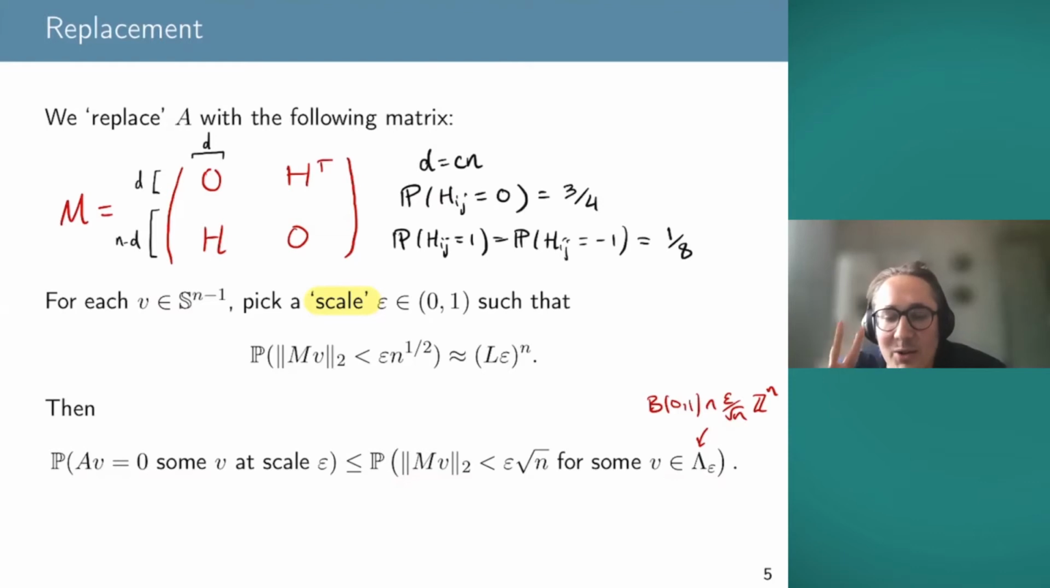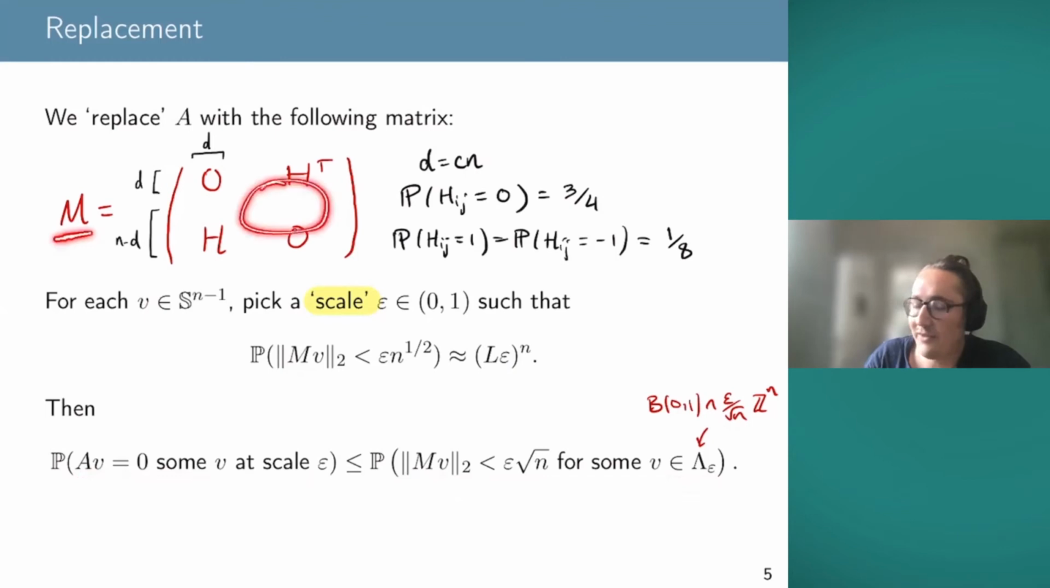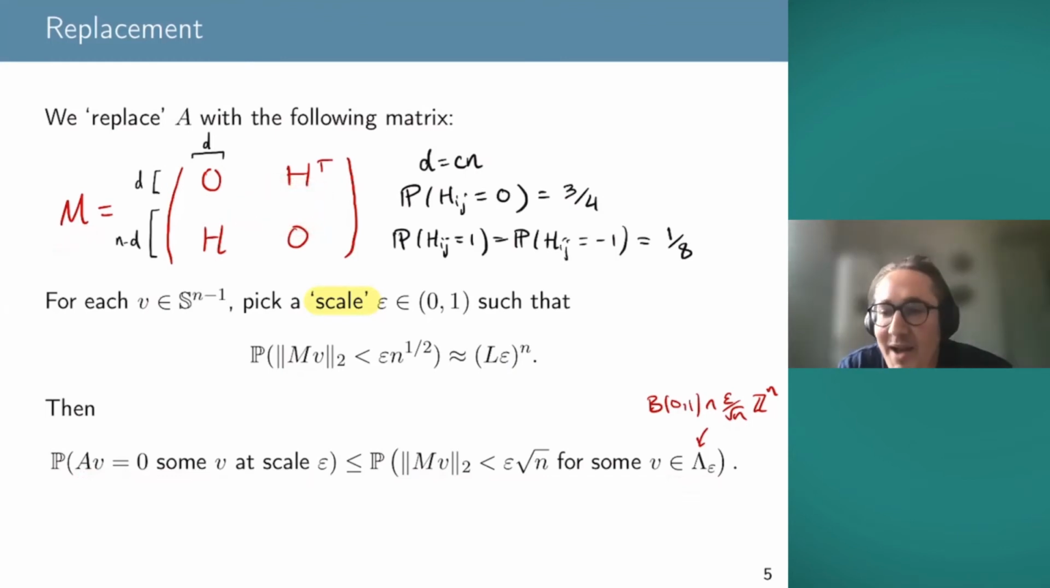So two things have happened here. One is that I've replaced A with M. And it shouldn't be too surprising that I can do this, because if you look at M, it wants to be more 0 than A does. It wants to map things to 0 more than A does. So it shouldn't be too surprising that we can replace A with M and get an upper bound like this.